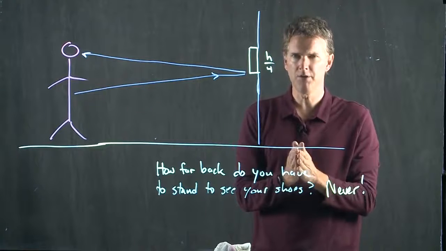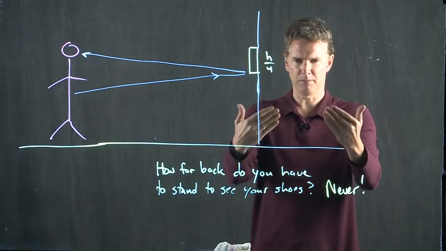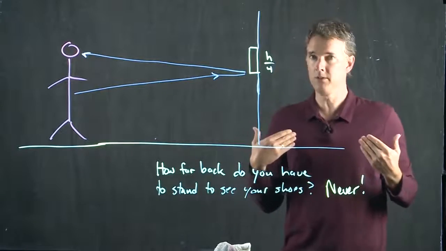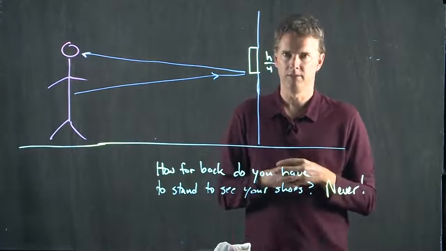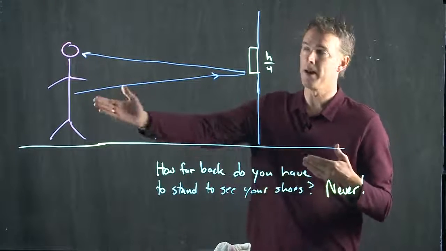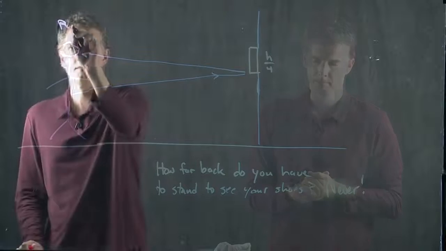You can never see your shoes, which is kind of weird to think about, right? If I'm standing and looking in the mirror, surely I must be able to back up enough to see my shoes. That's not the case. Okay, you'll always see the exact same point on your body no matter how far back you go.